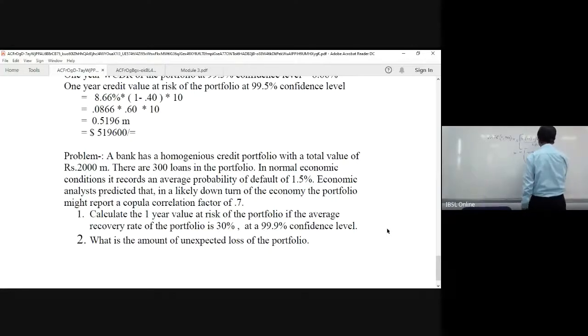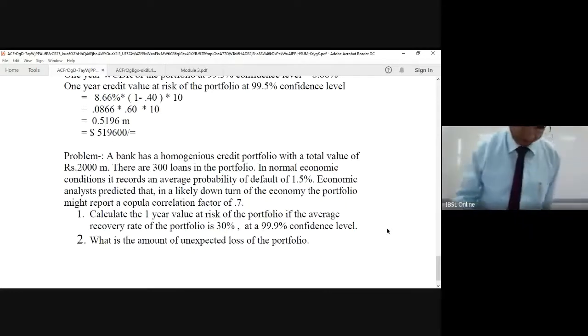And the square root of 1 minus 0.7, that is the square root of 0.3, is 0.5477. And you need to get the value simplified.